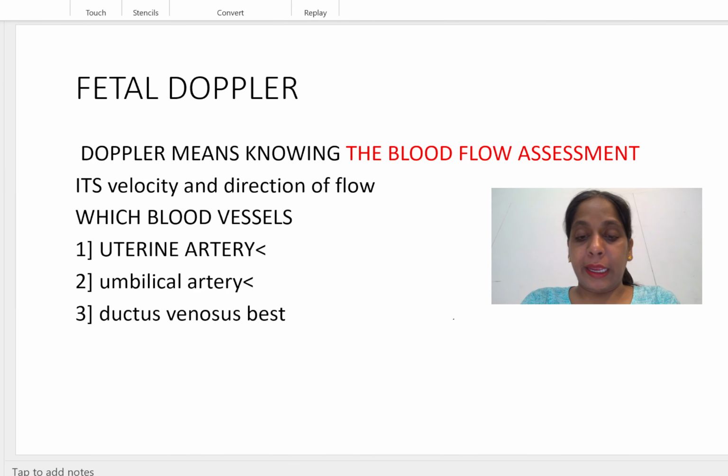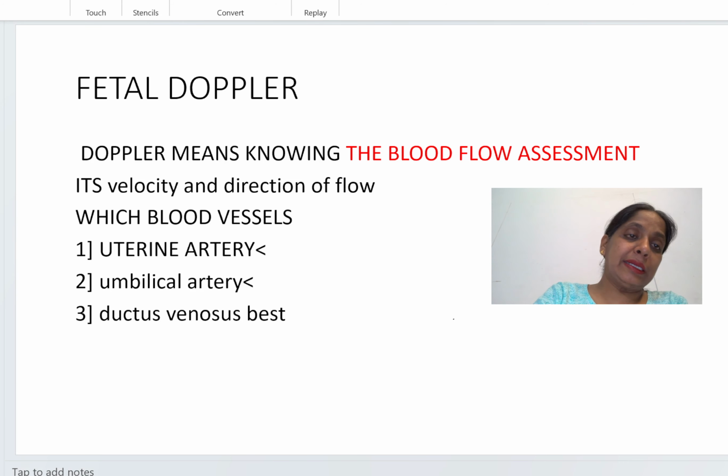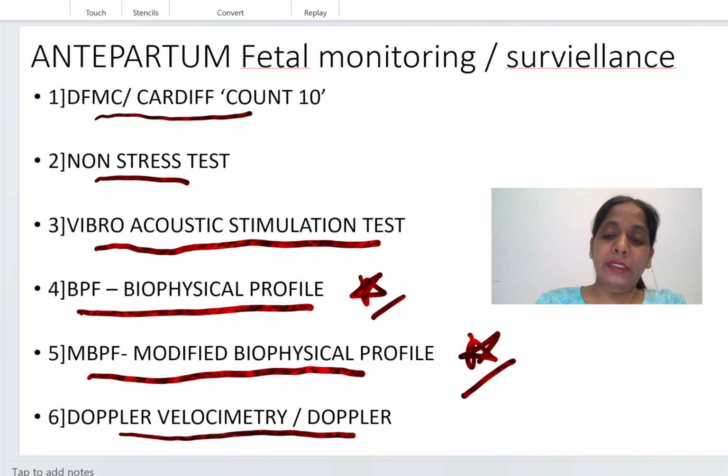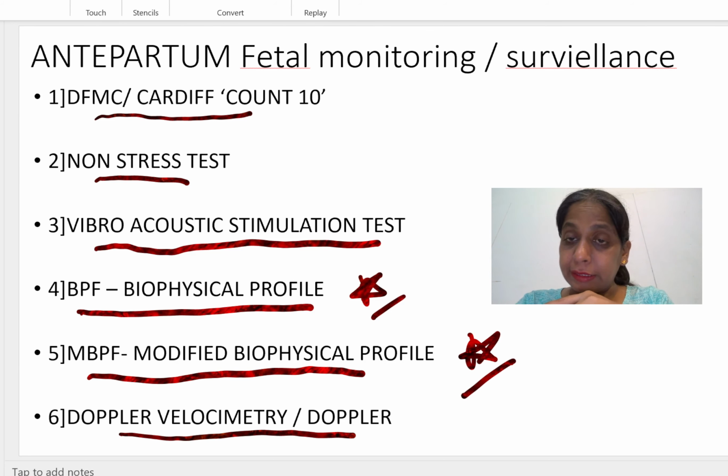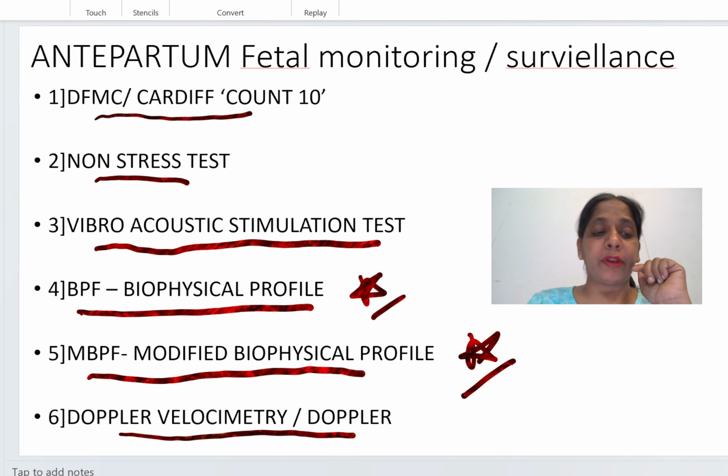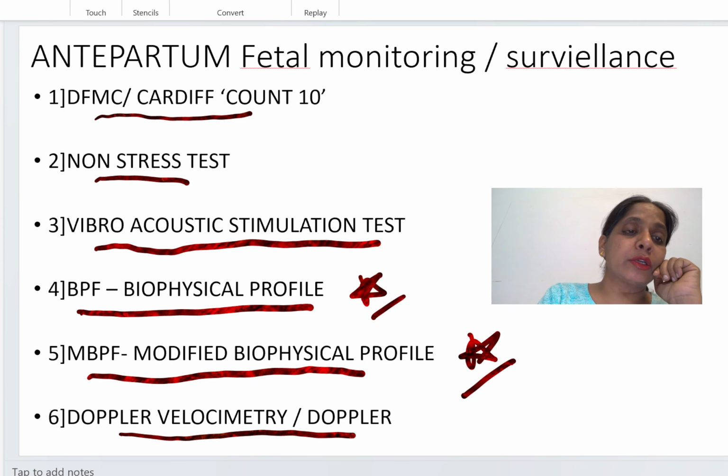Now the last test, as I showed you in the first slide. We have done the daily fetal movement count, DFMC, the non-stress test, the vibroacoustic stimulation test, the biophysical profile and the modified biophysical profile, and these are done if there is loss of fetal movement and if it's a high risk pregnancy. And the last test of antepartum fetal surveillance is Doppler velocimetry. So let's go to that.